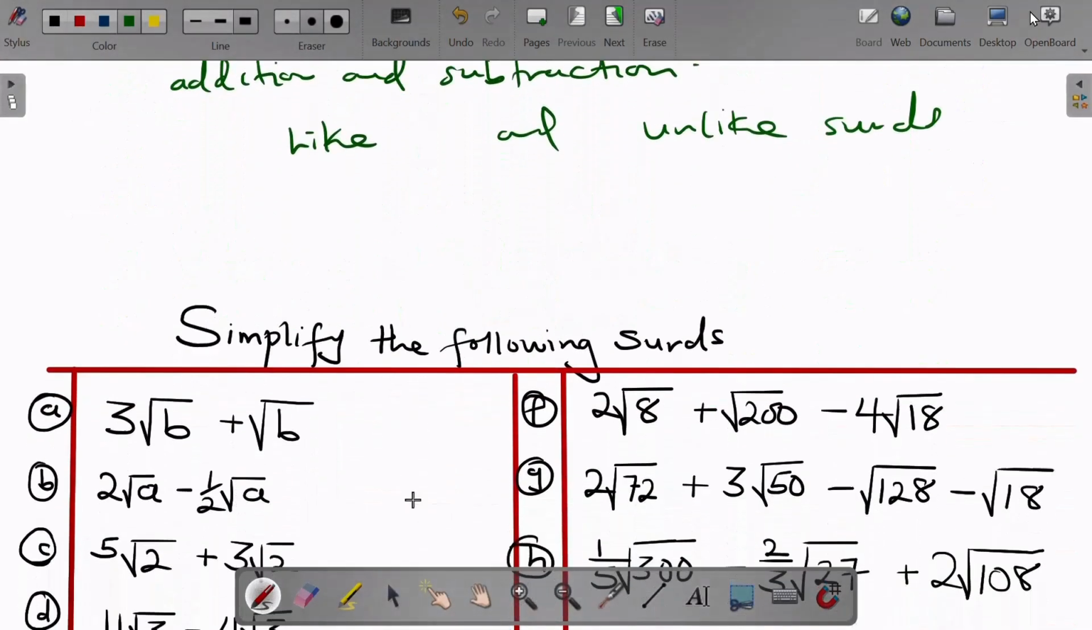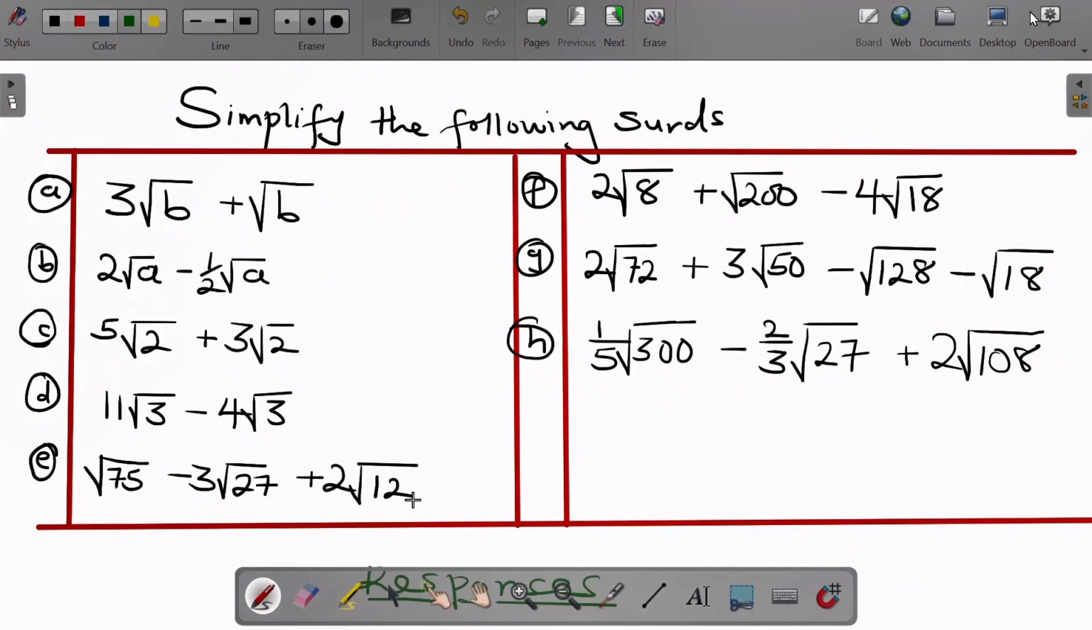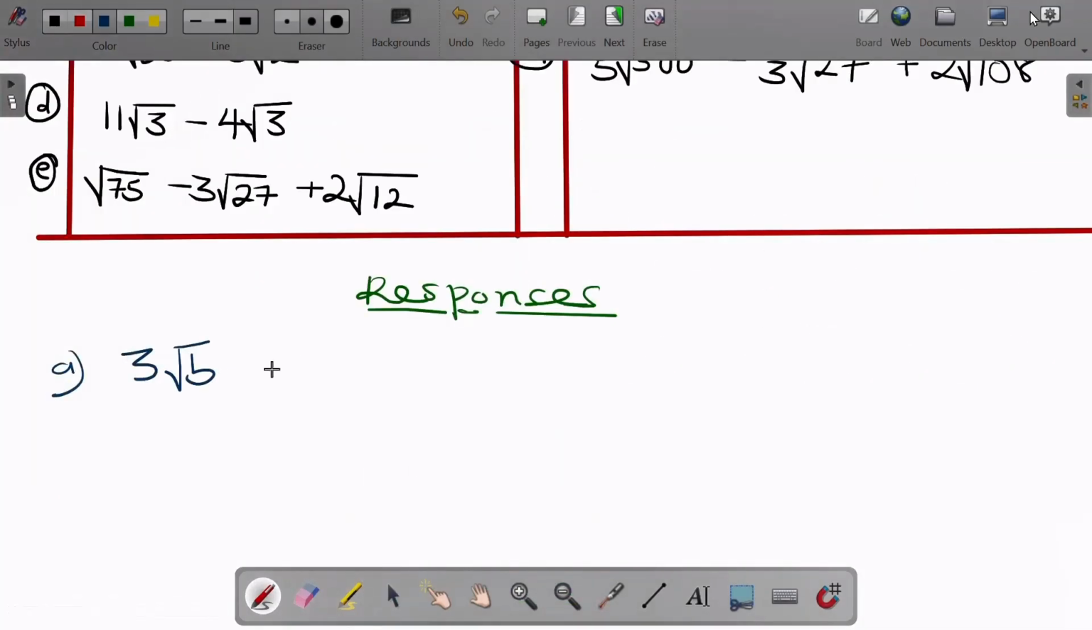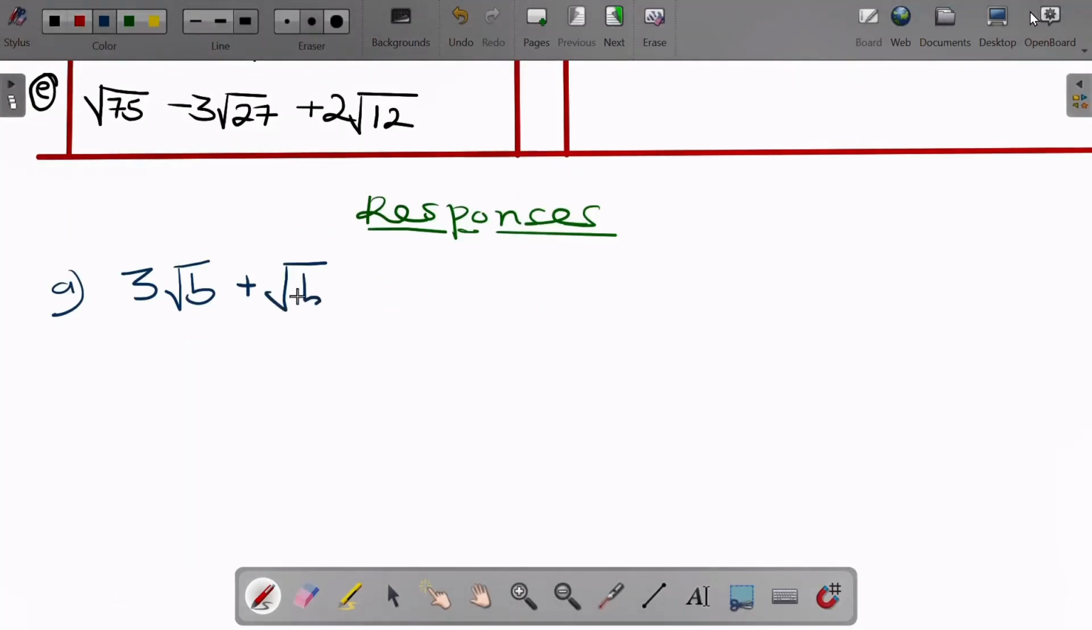Let's now have examples. Simplify the following surds. We have from part A to H. Let's have the responses. For part A, we have 3 root b plus root b. We see that they are like surds because the irrational part is the same. So this is the same as, the common factor is the square root of b, that means we pull it out. Then when we divide 3 root b by root b, we remain with 3, plus there is a silent 1 here. This gives us 4 square root b as the answer.